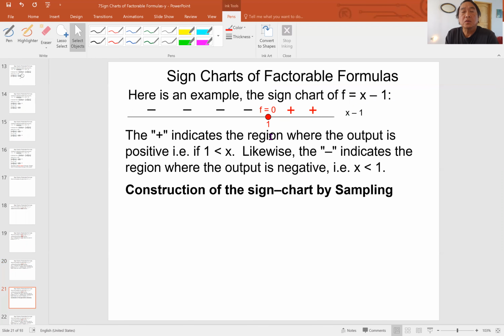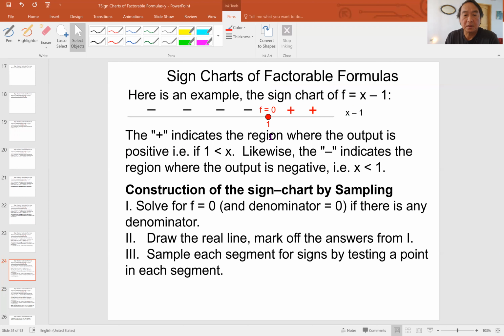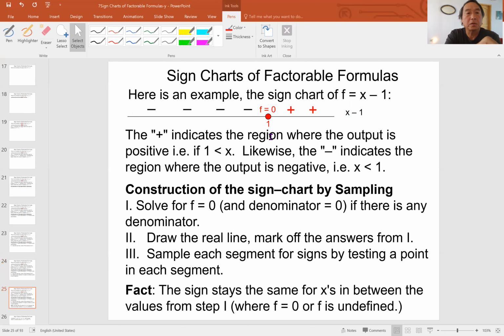We're going to first do the sign chart by sampling points, and then we'll do another way, for factorable formulas, which is a lot faster. So here is how we construct a sign chart by sampling.